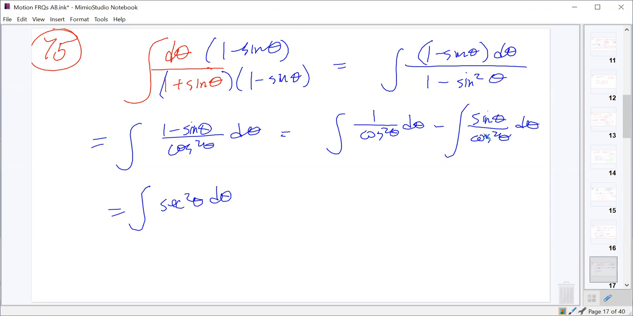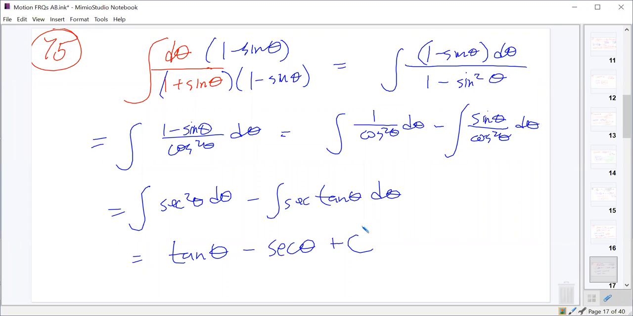And what about over here? What are our thoughts on this one? Secant tangent, right? And what do we end up with? We end up with the integral of secant squared, which is tangent, and the integral of secant tangent, which is secant, plus our constant. Good or no? Looks like that's choice E.